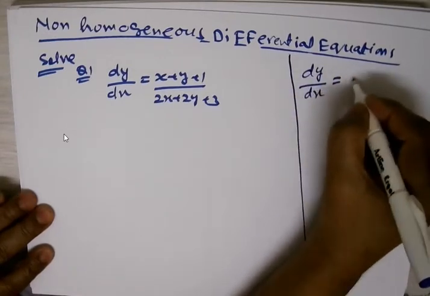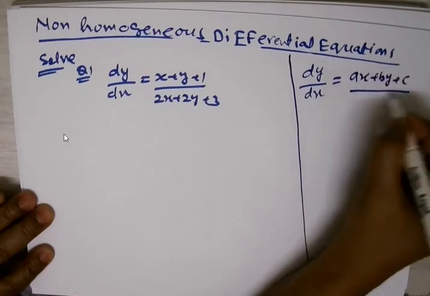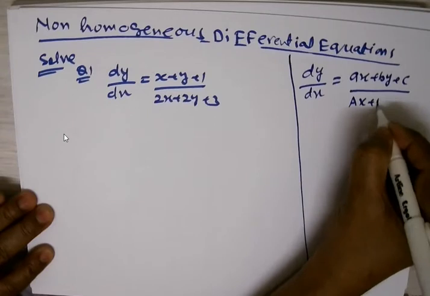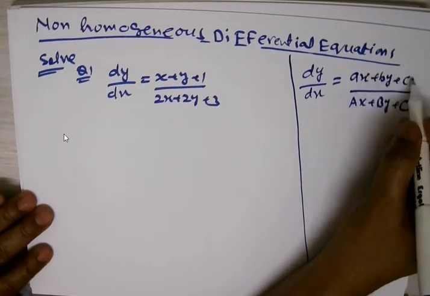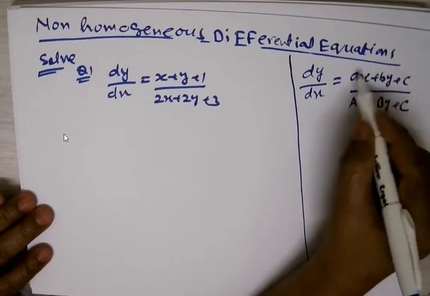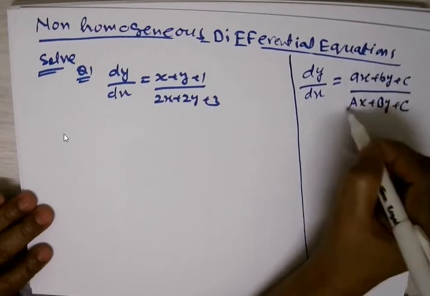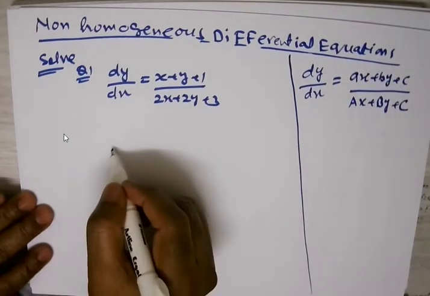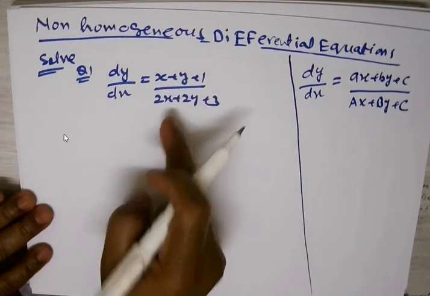If any differential equation is written as dy by dx is equal to ax plus by plus c divided by capital A x plus capital B y plus capital C. See that one here, degree 1, but here degree 0. Degree 1, and here degree 0. Degree is not everywhere the same, so that's why it is called a non-homogeneous differential equation. So how can we solve it?